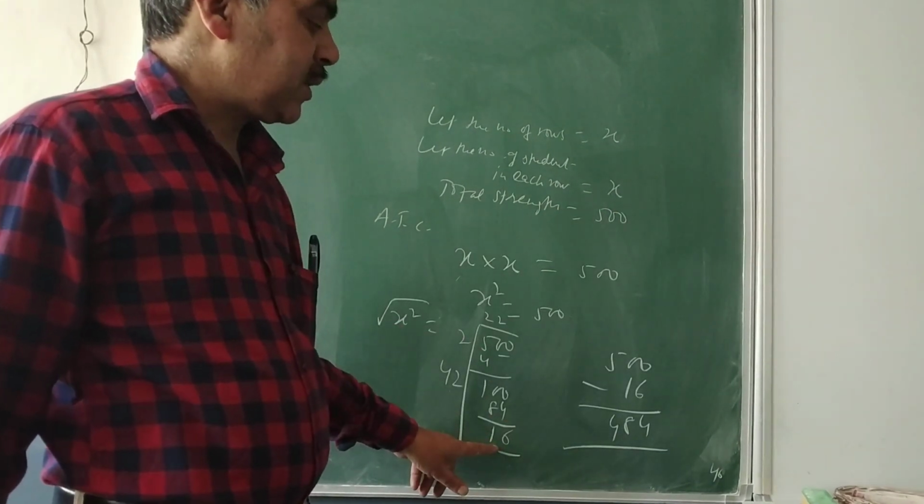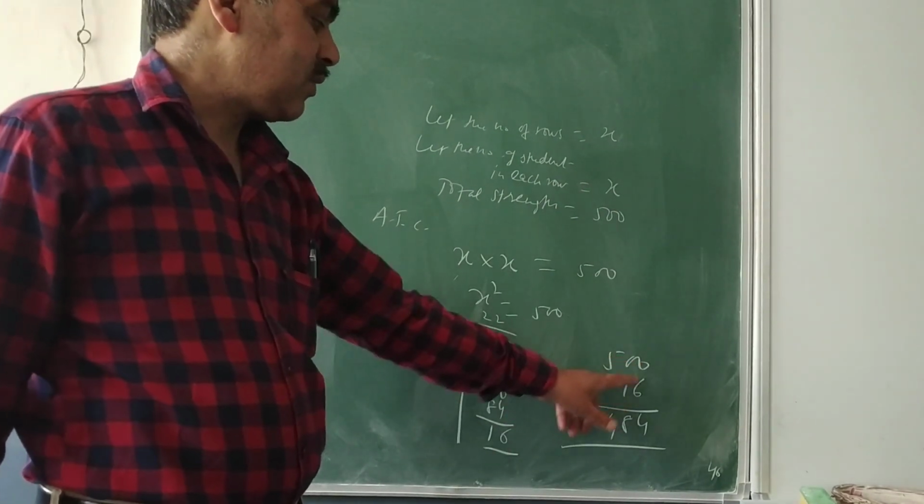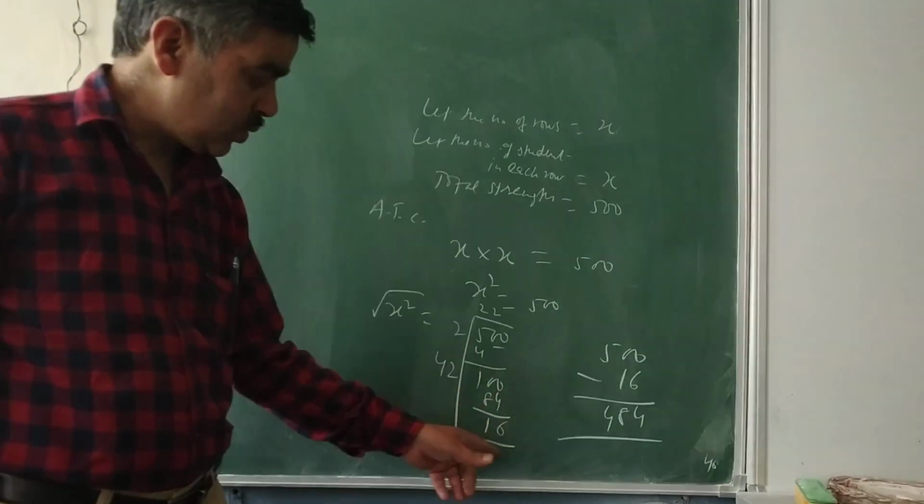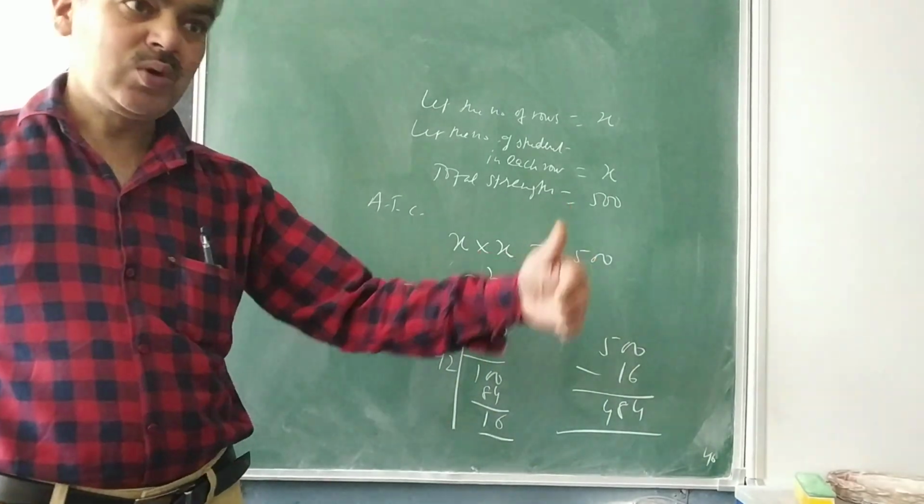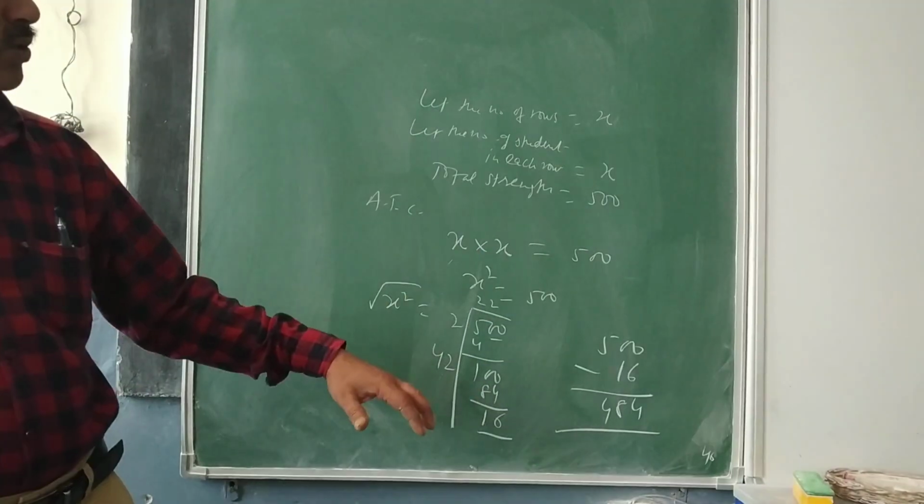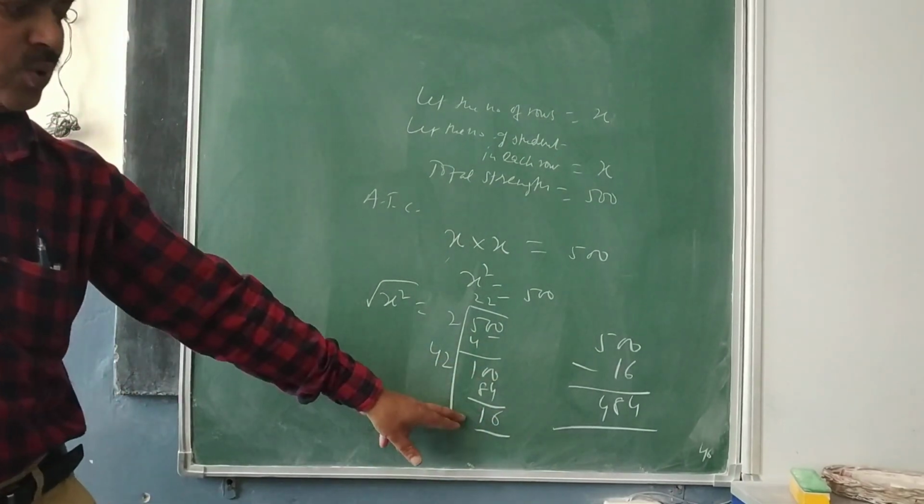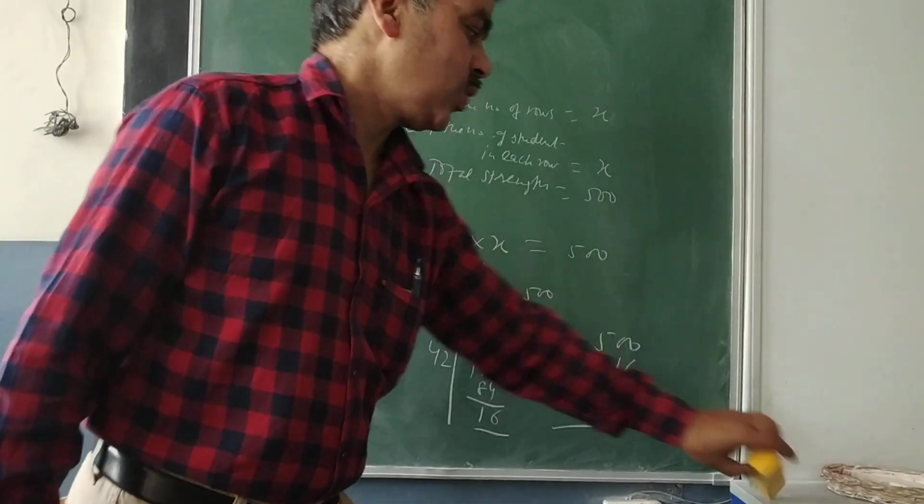So 16 will be the remainder. Subtract 16 from 500, 484 will be the number. So how many students are left out? 16 students I have to leave out, and the remaining students I can adjust in this manner. So the answer for this will be equal to 16. I hope that is clear to all.